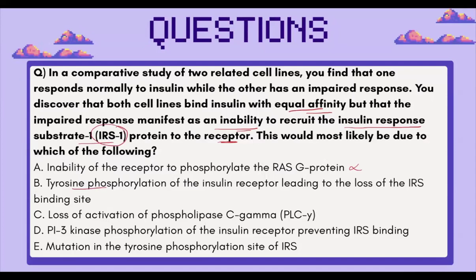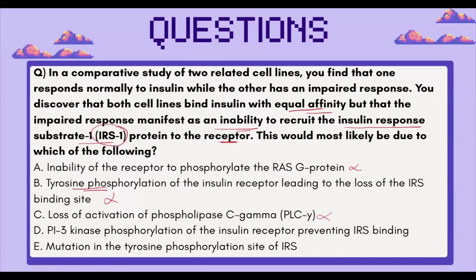But if tyrosine phosphorylation is present, then why wouldn't IRS bind? So that's why B is wrong. C, phospholipase C gamma, isn't related again. D, PI3 kinase phosphorylation of insulin preventing IRS binding. Again, this isn't applicable just yet because PI3 kinase starts after IRS. Once IRS is there, that's when PI3 kinase is going to start its work. But the problem is that IRS itself isn't coming to the receptor or not binding to it.